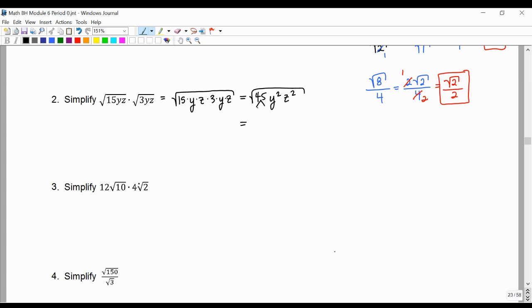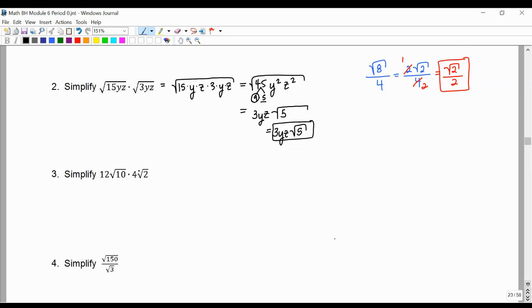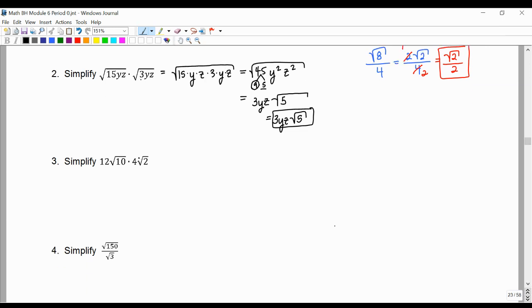So 45 is 9 times 5, and 9 is a perfect square. The 5 stays inside, is banished to stay under the square root or the radical. And y squared is a perfect square, so it comes out to just be y and z. And we'll clean up this final answer, 3yz root 5. So the first idea there is that we can multiply radicands, and then we need to use this stuff from the E lesson to simplify this fully.